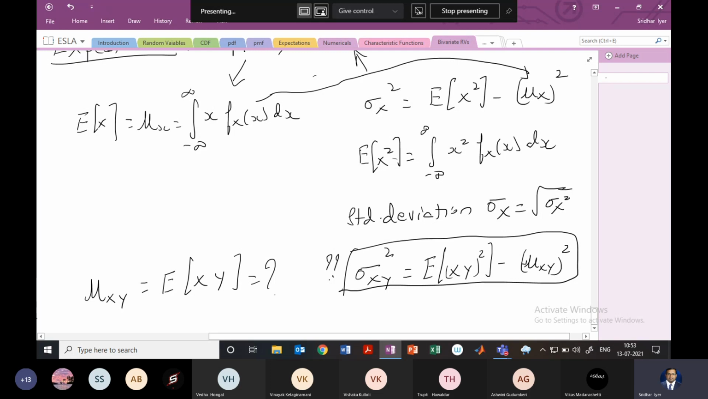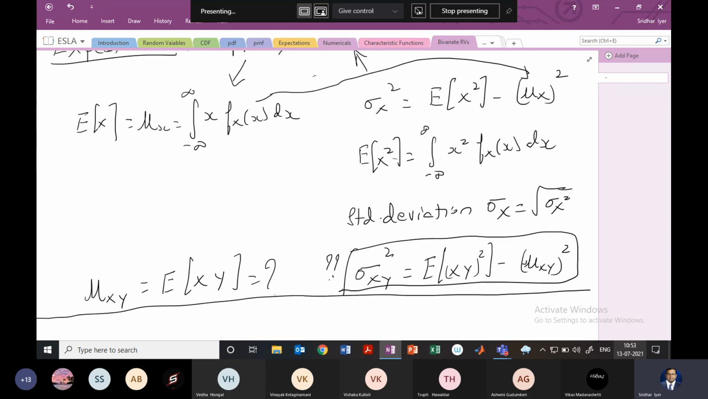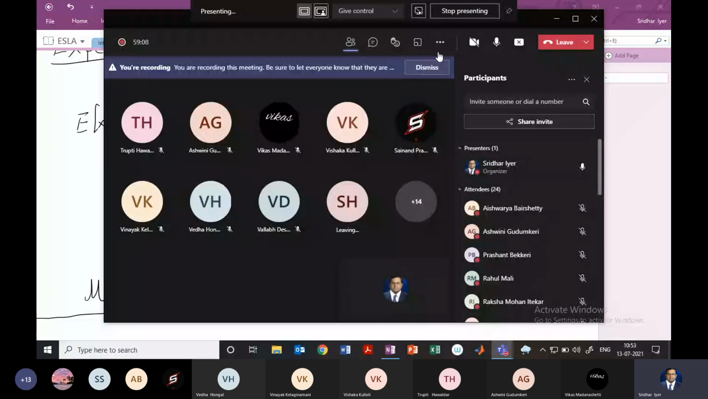We don't have enough time to go ahead with that. So tomorrow's lecture, I'll be starting with the expectation directly and giving you the expectation and variance equations. This will be followed up with multiple numericals on the same.